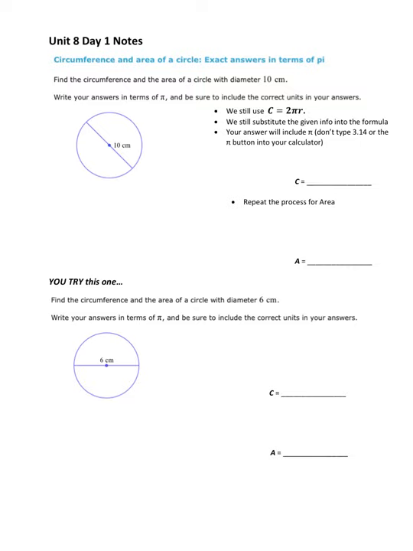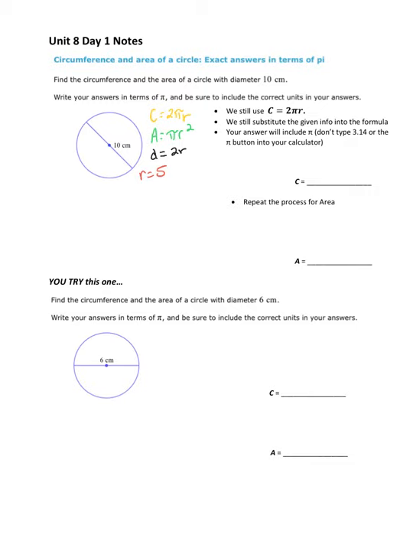So we're going to find the circumference and the area of a circle with a diameter of 10 centimeters. Let's write some formulas. Write them here. Circumference equals 2 pi r, and area equals pi r squared. See, they're my little formulas. All right, the circumference of this circle: the diameter is 10 centimeters. If the diameter is 10 centimeters, the radius is 5.